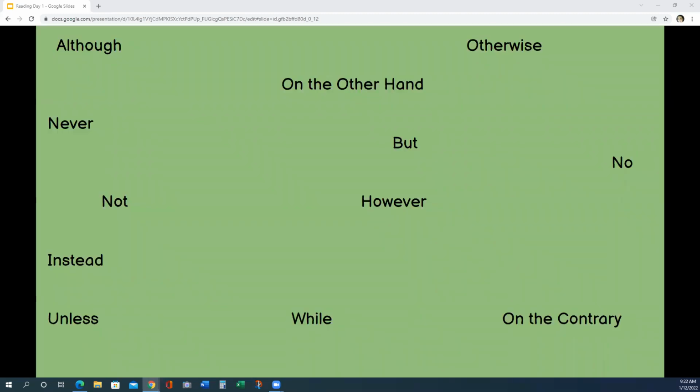Okay, but what if an author doesn't use punctuation? What might they do to give us clues? They might use opposites. So how do they give us opposites? By using words such as never, not, unless, while, or on the contrary, things like that. So let's look at how opposites are used in writing.